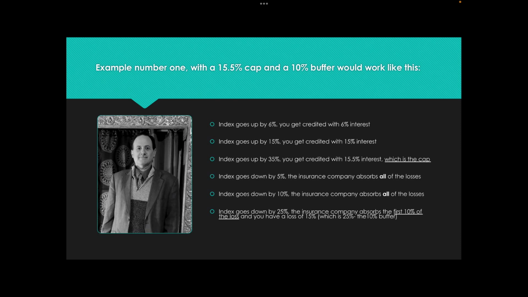Now, if the index goes down by 5%, the insurance company absorbs all the losses. If the index goes down by 10%, the insurance company absorbs all the losses. But if the index goes down by 25%, the insurance company absorbs the first 10% of the loss, and you have a loss of 15%, which is 25% minus the 10% buffer.